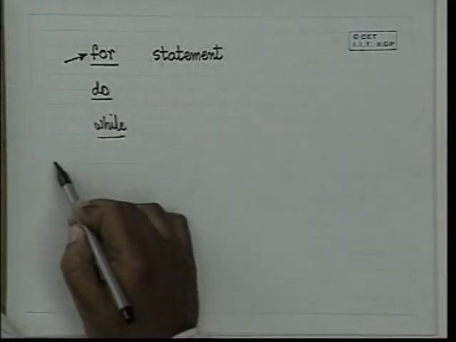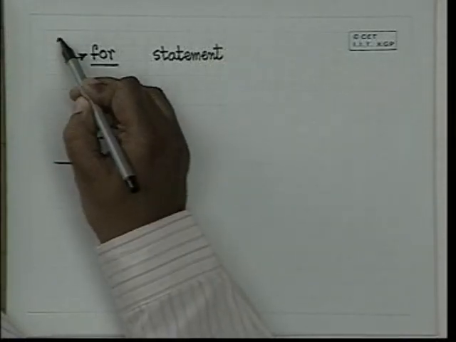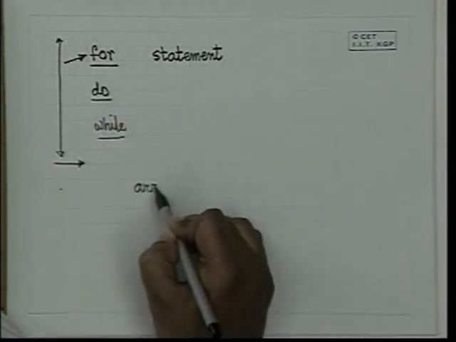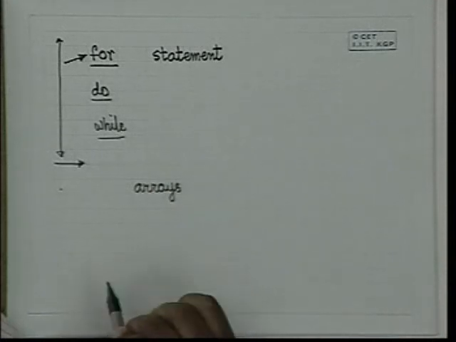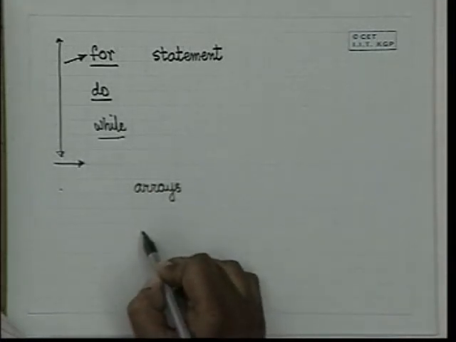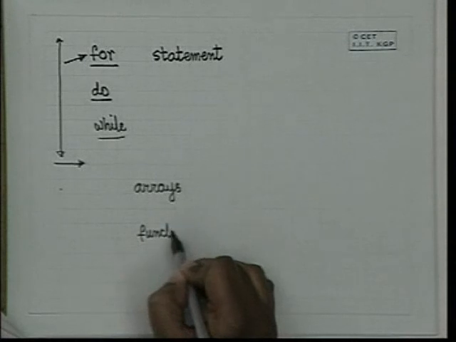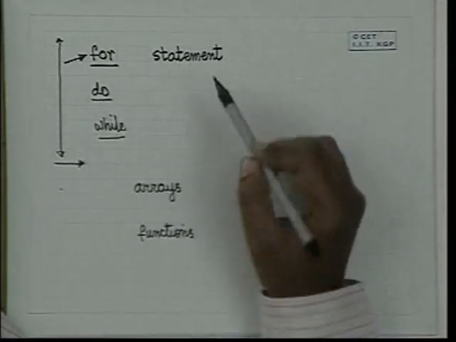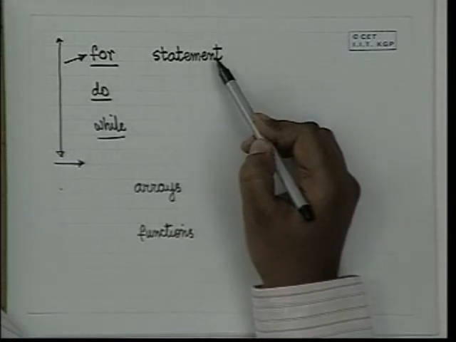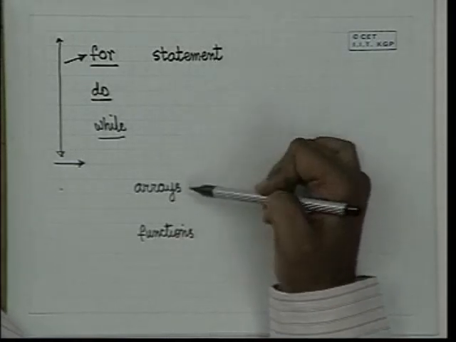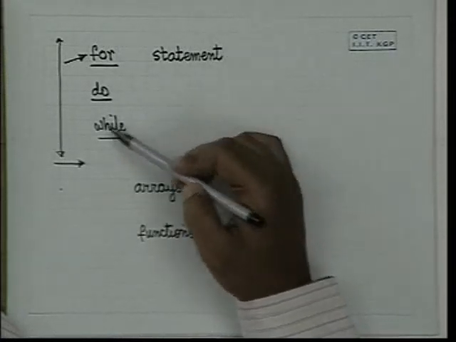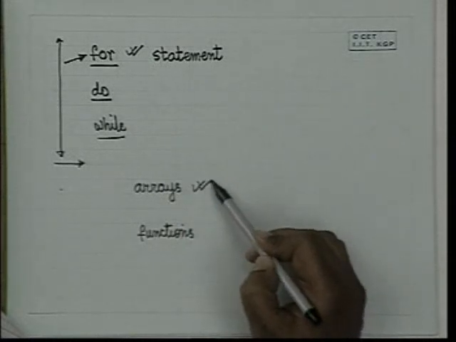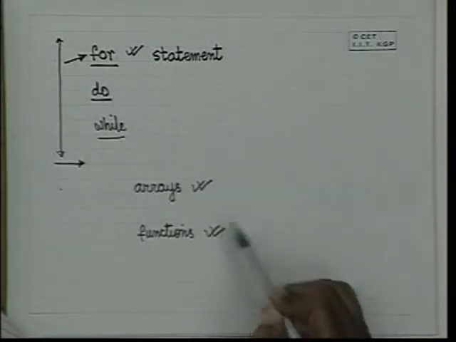After seeing the for statement for looping, we shall see how arrays are declared, and finally we shall see how functions are declared in C language. So we'll stop this lecture here at the conditional statement, and in the next lecture we will start off with the loops, especially the for statement. Then we will see examples with arrays, and then we will see how functions are working.